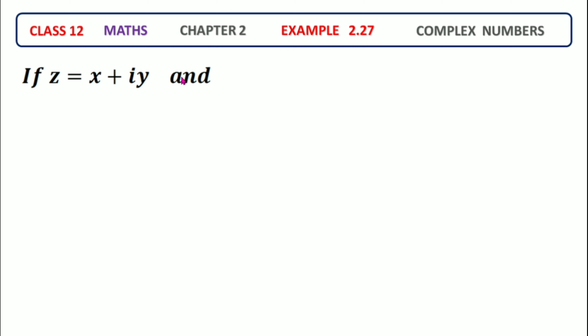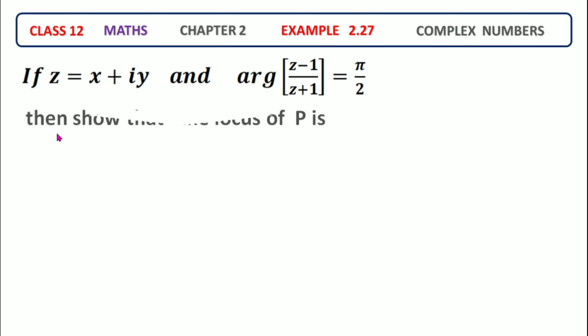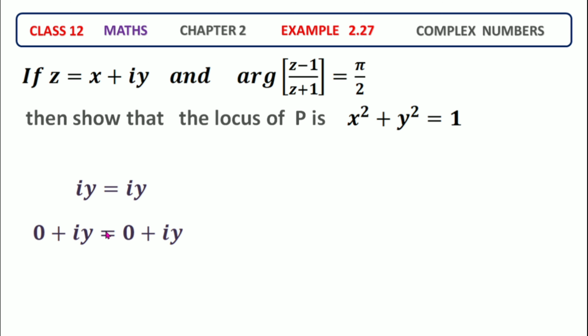If z equal to x plus iy and argument of (z minus 1) divided by (z plus 1) is equal to pi by 2, then show that the locus of P is x square plus y square is equal to 1. Here P is a complex number which denotes z equal to x plus iy, then the locus is x square plus y square equal to 1. That means circle. When the argument of (z minus 1) by (z plus 1) is pi by 2, then it is a circle.